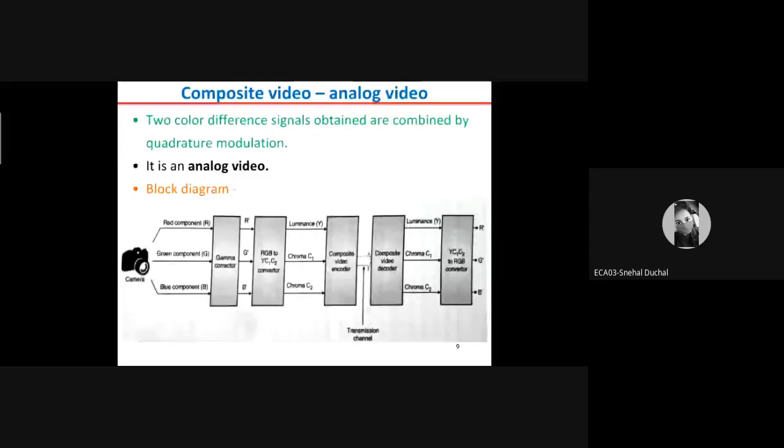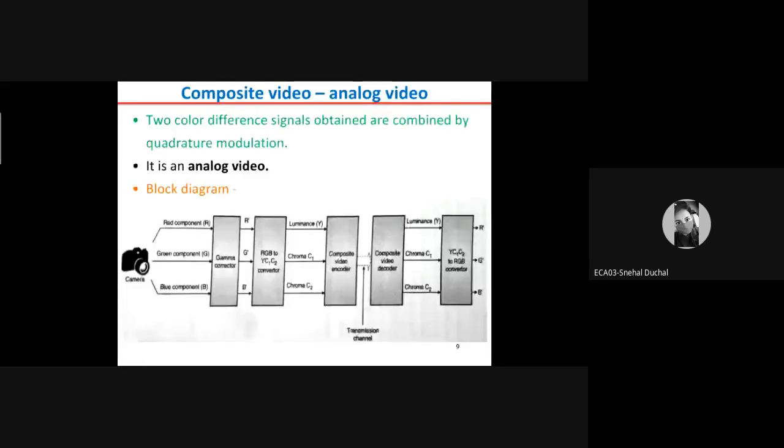Here we can mention the simple block diagram for the analog video. If we capture the video by using a camera, it consists of three colors: one is red, another is green, and the third one is blue.